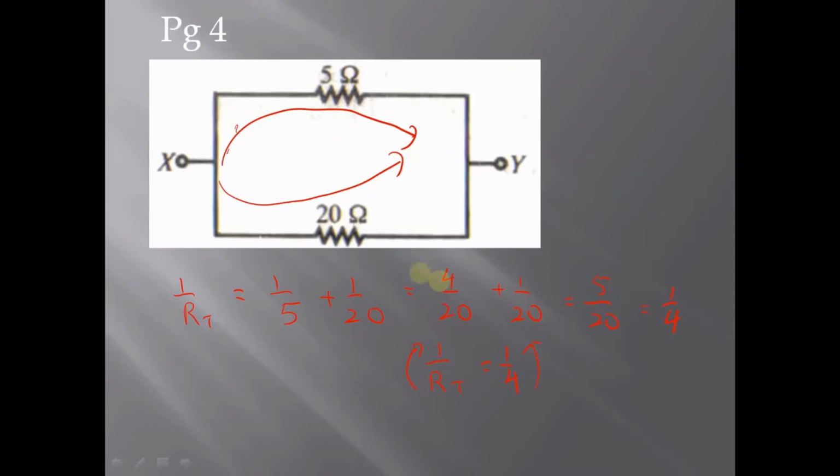Then only you can turn. Don't turn at the beginning. In the beginning you have to do it in fraction form. So the total resistance will become 4 ohm. So this is how we do it.